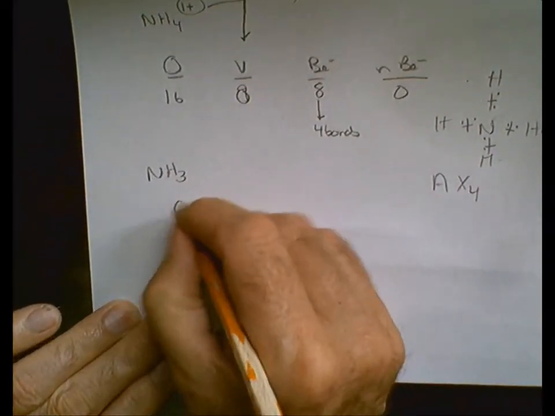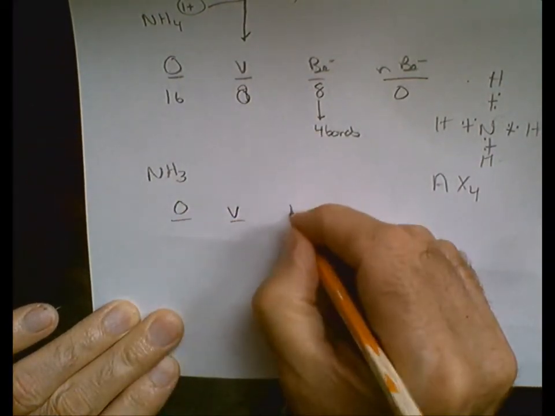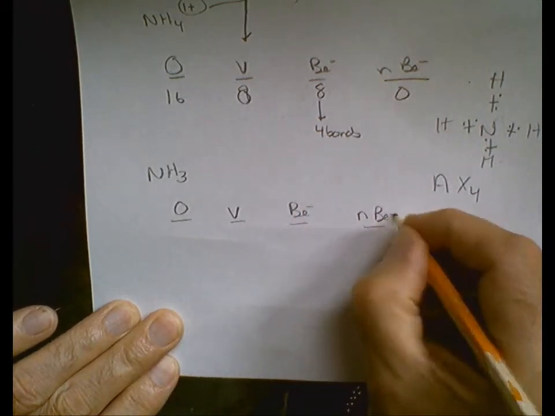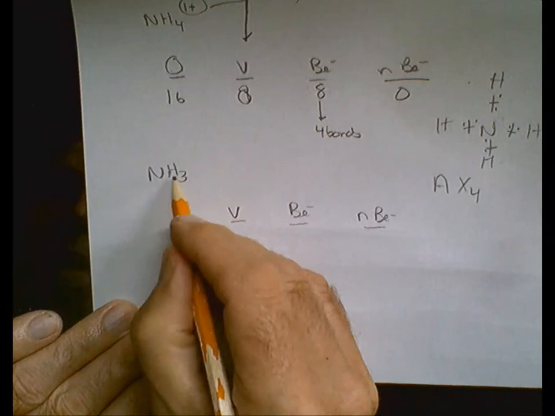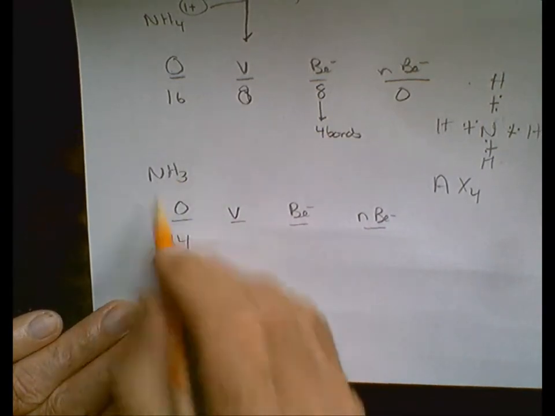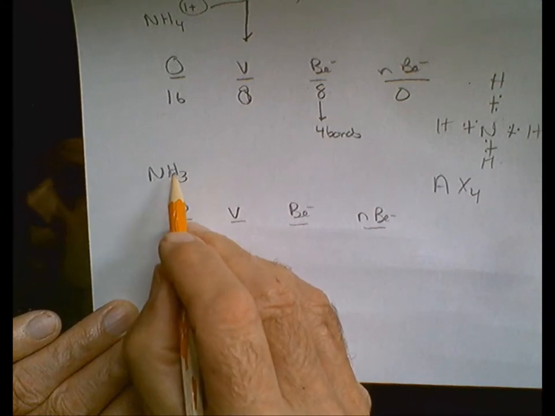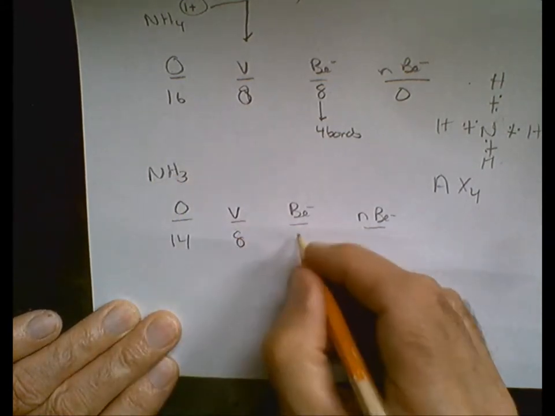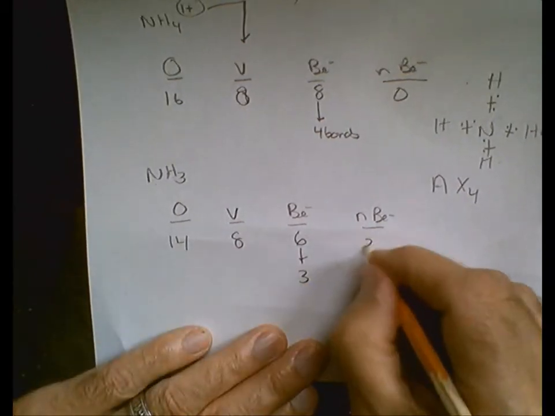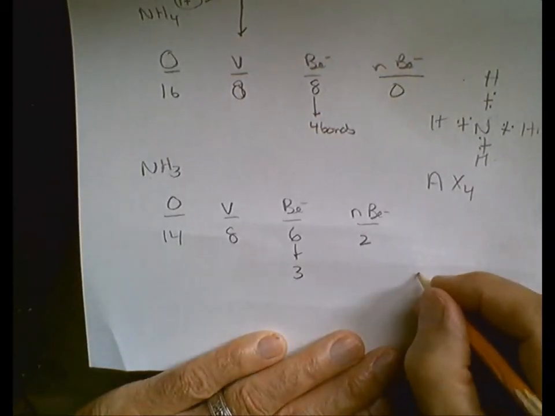NH3. 8, 2, 2, and 2, that's 14. 5, 1, 1, and 1, that's 8. 14 minus 8 is 6, that's 3 bonds, 2 non-bonding electrons.